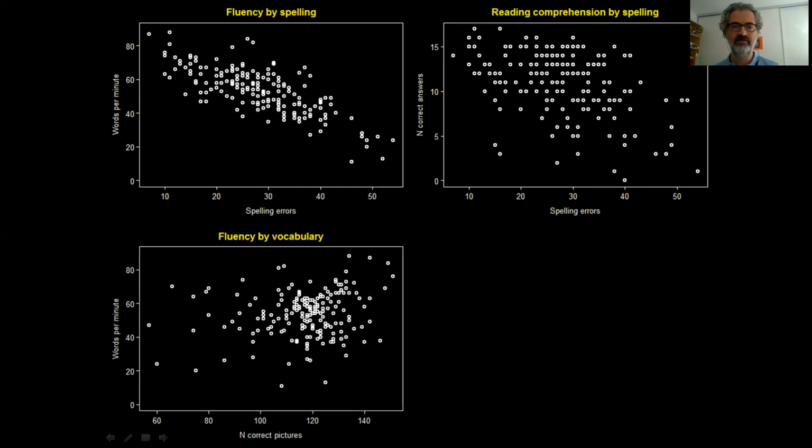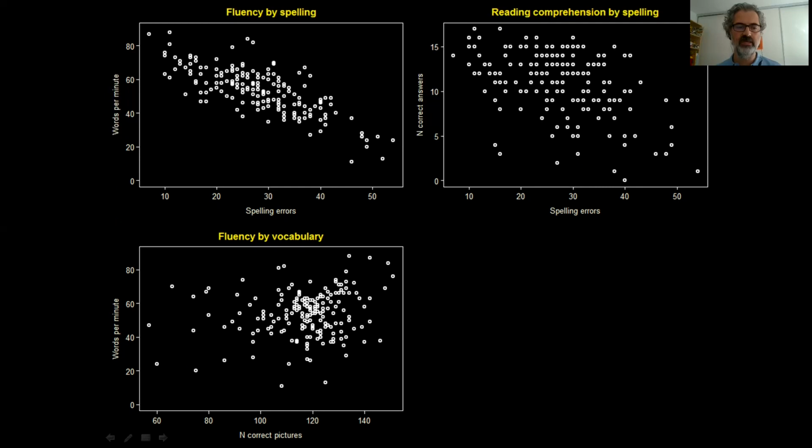Here is another pair of variables. On the vertical axis here, we have the same fluency metric, so words per minute or word reading efficiency. And on the horizontal axis, we have the vocabulary score, so number of pictures correctly chosen for the spoken words. We don't really see much of a relationship here. It's not really the case that there are many points in only two of the four corners. And we don't see a very clear shape formed by these points.